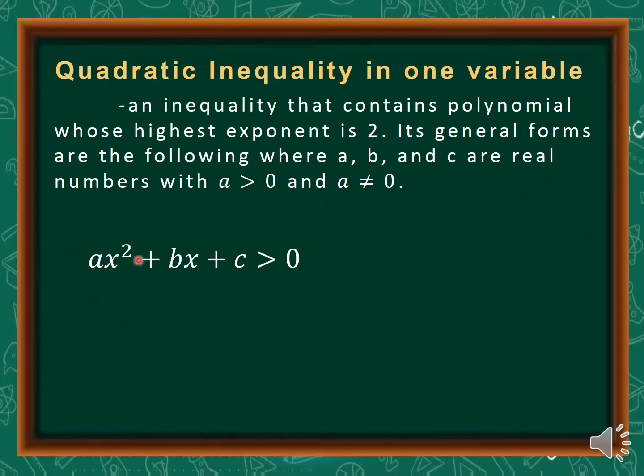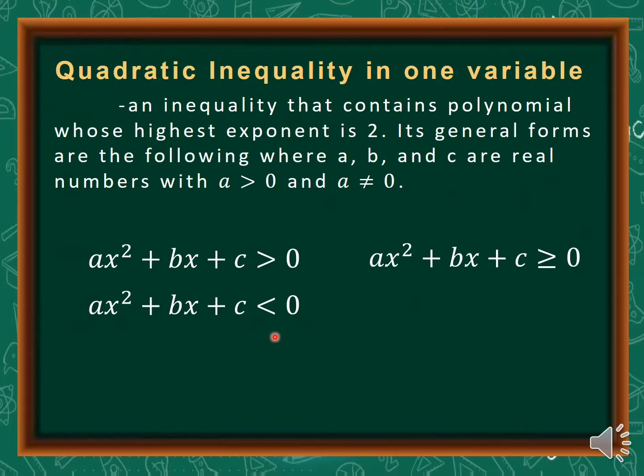We have ax squared plus bx plus c is greater than 0. We also have ax squared plus bx plus c is less than 0. And another, ax squared plus bx plus c is greater than or equal to 0. And of course, ax squared plus bx plus c is less than or equal to 0. So these are the quadratic inequality in one variable. So we will be discussing how to solve quadratic inequality in one variable.